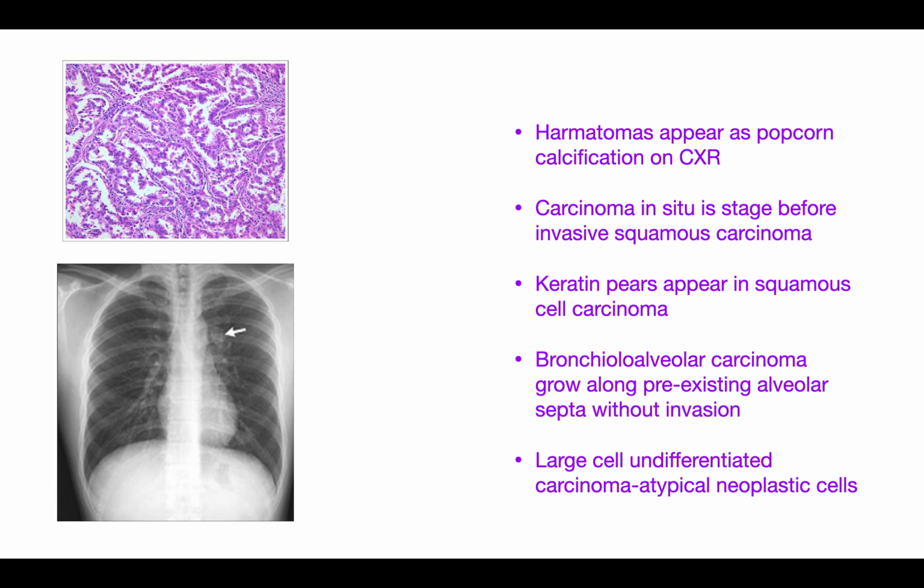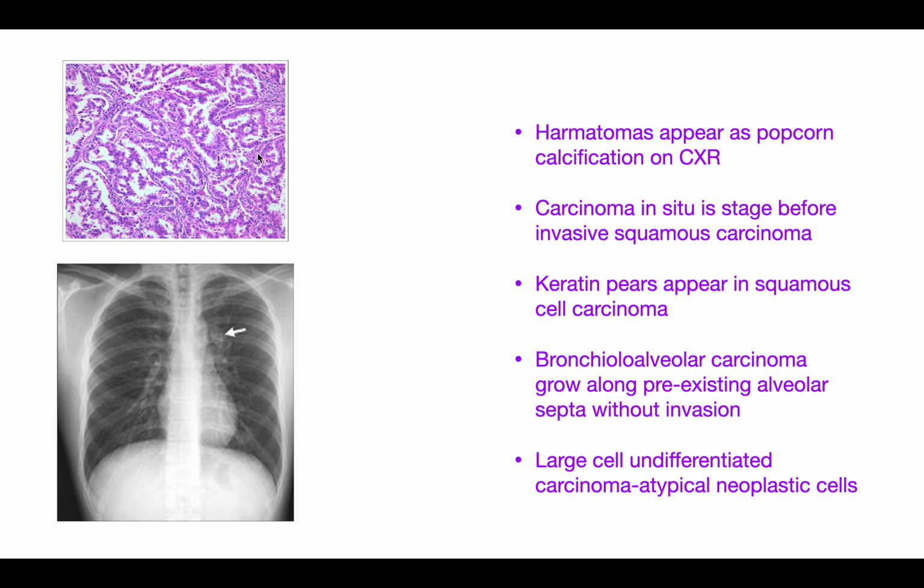Carcinoma in situ is the stage before the invasive squamous cell carcinoma. So in situ, they grow along the alveoli and they grow along the septa, but the basement membrane is intact. That's the important thing you have to remember. The bronchiolo-alveolar carcinoma is going to grow along the pre-existing septa without the invasion. So this is also another carcinoma in situ.